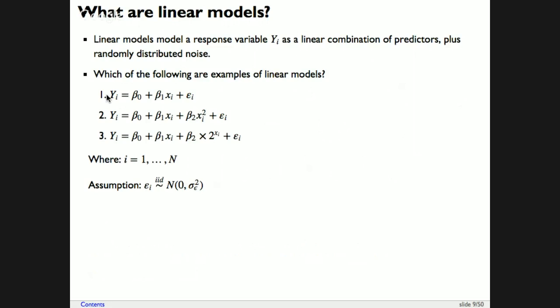So I've written 3 equations down here, and I want you guys to guess which of them are examples of linear models and which are not. The first, that's definitely a linear model. Yeah, the second one is as well. Very good. That was a bit of a trick there because there's the xi squared, but it's still a linear combination of each of these predictors if you think of x squared as another predictor. What about the third? Yeah, very good. No, this is definitely not a linear model because we have this exponential dependence on x.